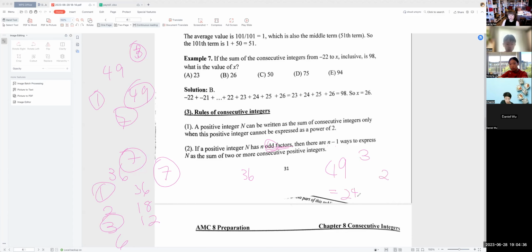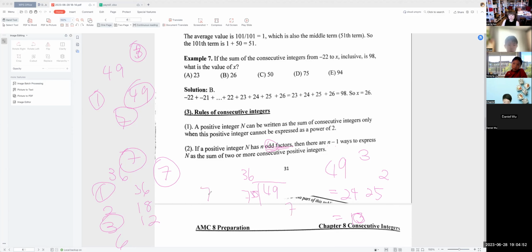So it's 24 and 25, correct? And then we can also write it as 13, no, 49 divided by 5, no, 7, yes.